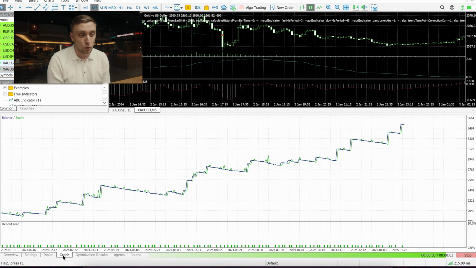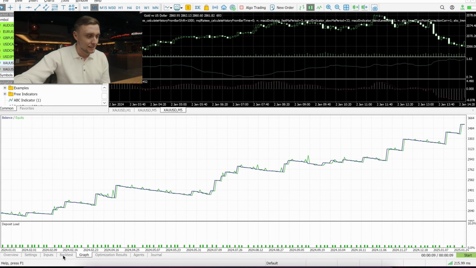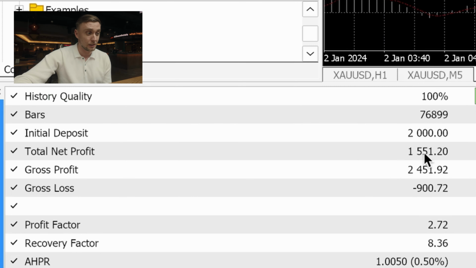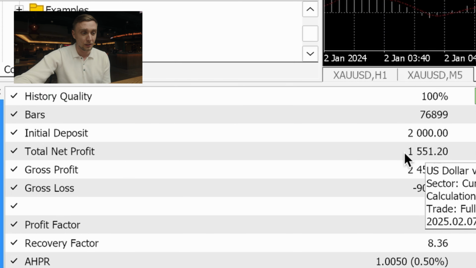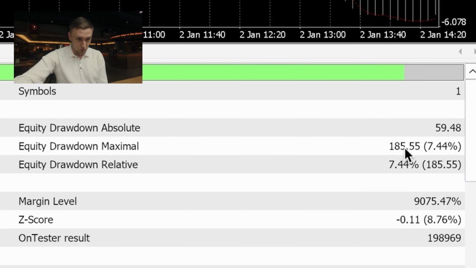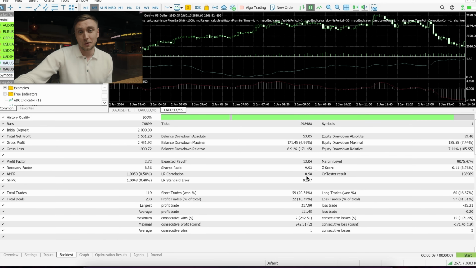As I said, most probably it will be more profitable, but more risky at the same time. But as you can see the result, total net profit $1,551, and with a maximum drawdown of almost $190, which is not bad. So as I proved to you, both options work. Everything depends on the way you trade.